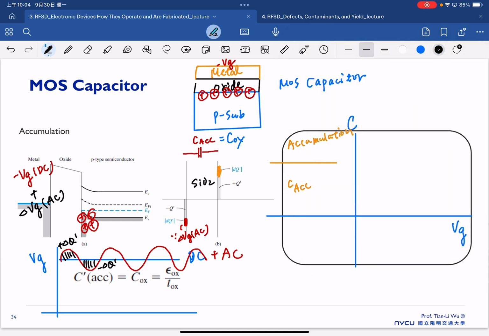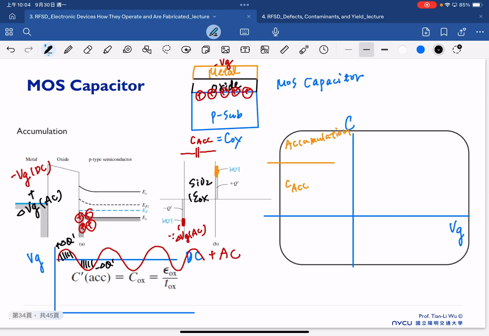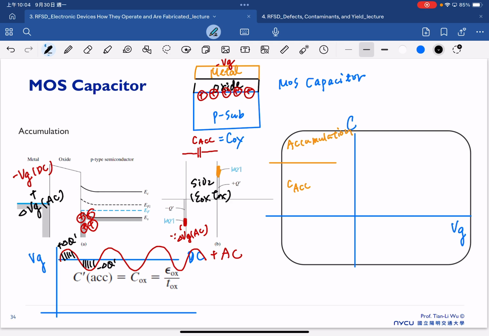So this is a region where silicon dioxide is. And usually how do we characterize our dielectric is by considering, first of all, the dielectric constant, and secondly, the oxide thickness. So this is our oxide thickness. So therefore, the accumulation capacitance is exactly equal to the oxide capacitance, which will be equal to epsilon oxide over Tox.